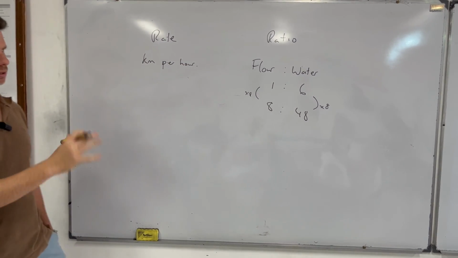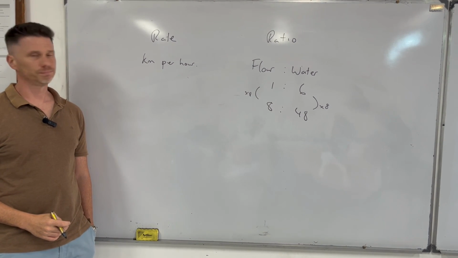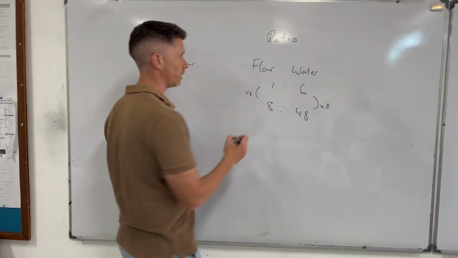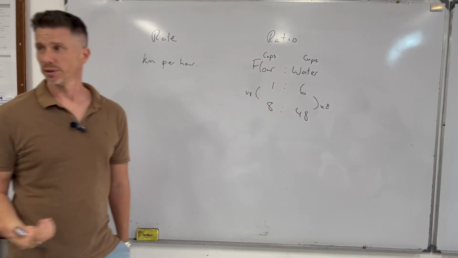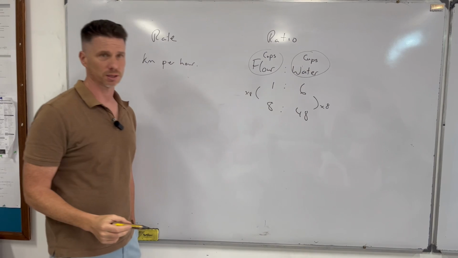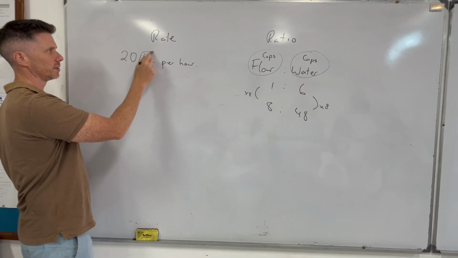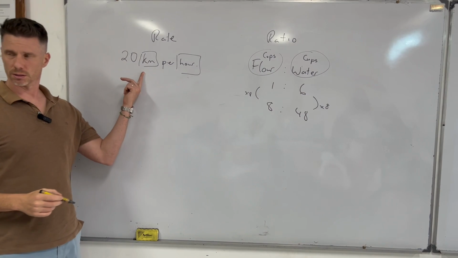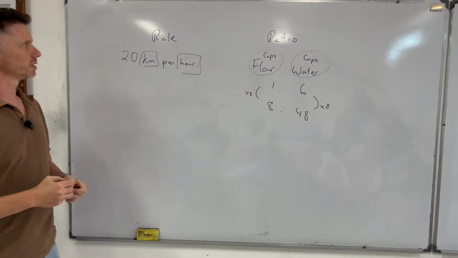Okay, what's the difference between these two ways of writing? Notice when you were saying cups of flour and cups of water, one thing that's different is the units. Notice the units here, flour to water, are the same unit. Whereas speed, if I say 20 kilometers per hour, one unit is kilometers and the other one is hours. So it's a distance and a time, yeah? Or speed, yeah. Distance and a time.